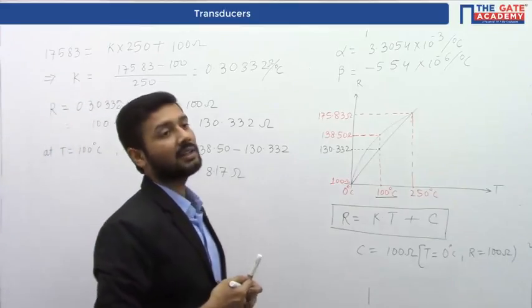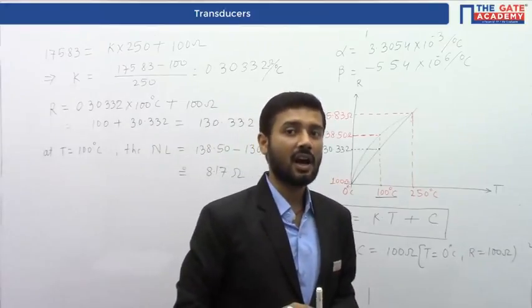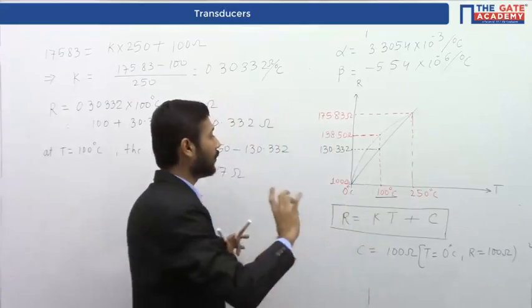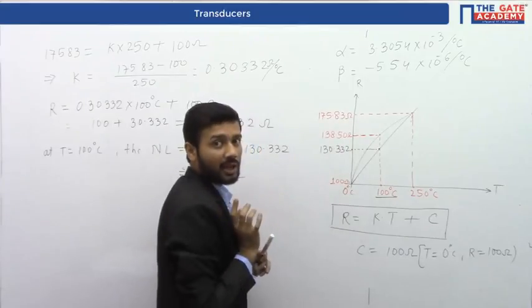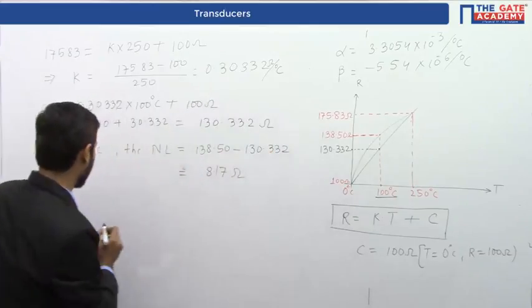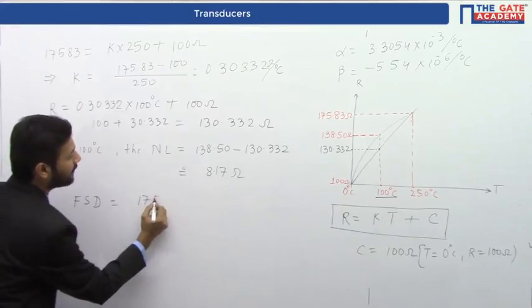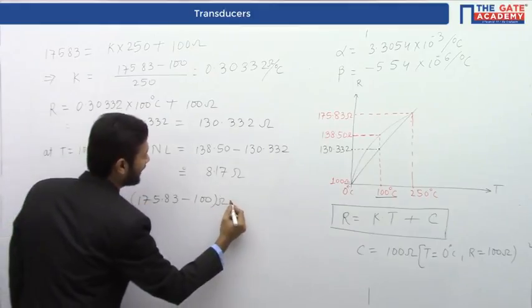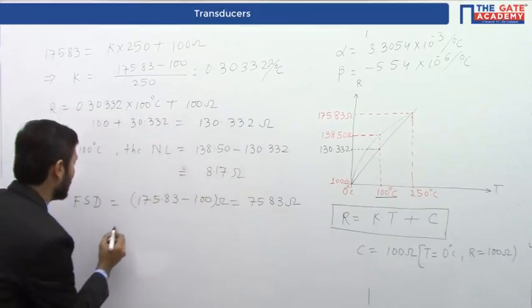Now we have to find the percentage nonlinearity with respect to full scale deflection. Now we have to see the full scale value. Here in our question, the full scale value is nothing but 175.83 minus 100 ohm, because at temperature 0 degrees C the resistance is 100 ohm. That's why the FSD is equals to 175.83 minus 100 ohm, and that is equals to 75.83 ohm.